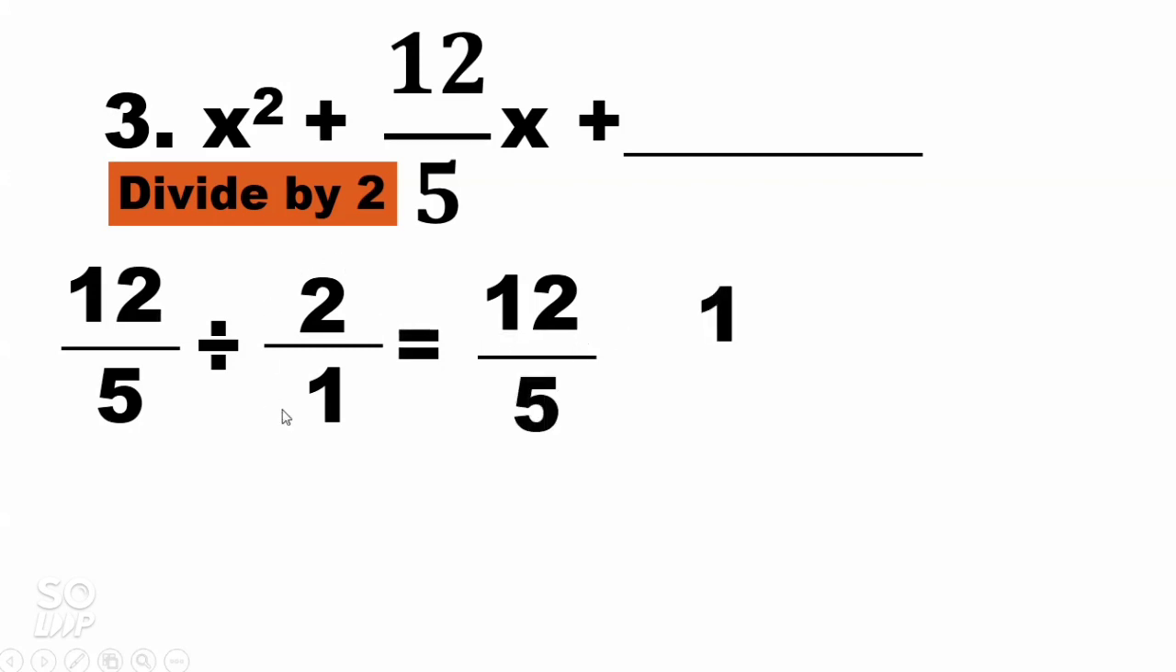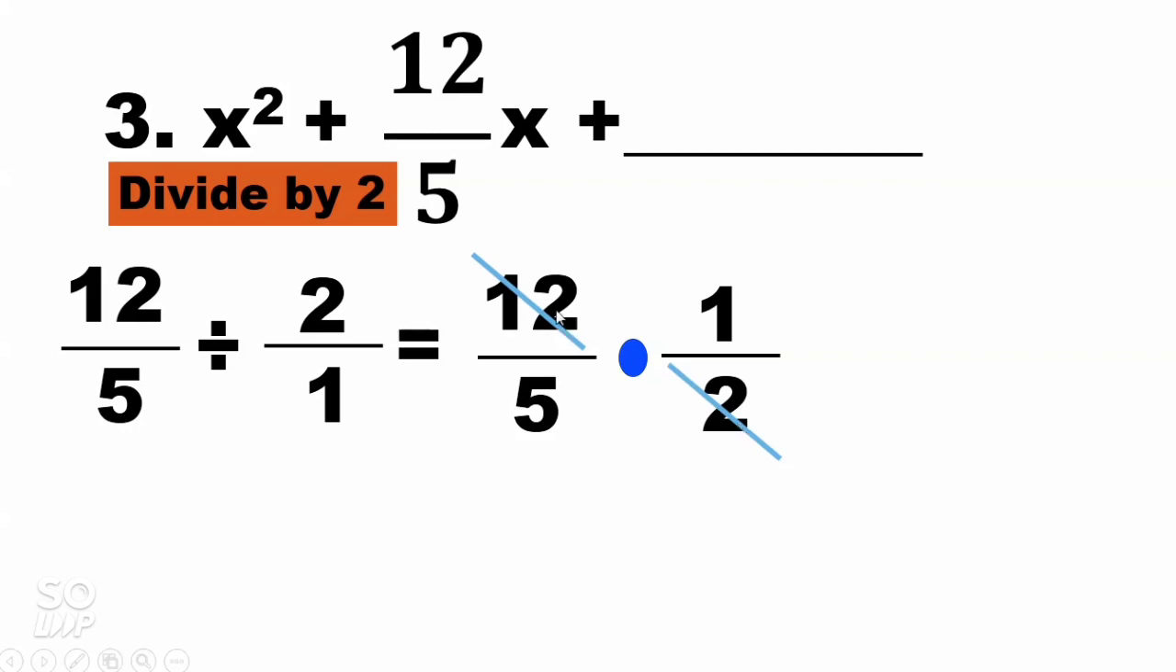And then, kukunin natin yung reciprocal ng 2 over 1. Okay, reciprocal ng 2 over 1 is 1 over 2. And then, proceed tayo sa multiplication. Okay, ta-times na natin. Okay, so, isi-simplify natin since meron siyang common factor, yung 12 at saka yung 2.